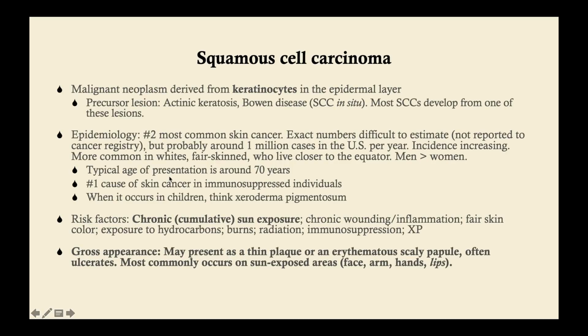So as mentioned, squamous cell carcinoma is a malignant neoplasm derived from keratinocytes. We talked about all this stuff. The gross appearance for squamous cell carcinoma looks very similar to Bowen disease, as we already saw. It may present as a thin plaque or an erythematous scaly papule, and often ulcerates. Most commonly, it occurs on sun-exposed areas: face, arms, hands, and lips.